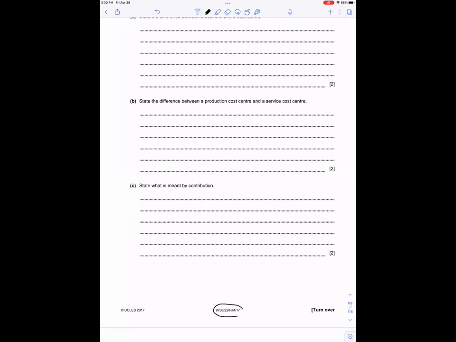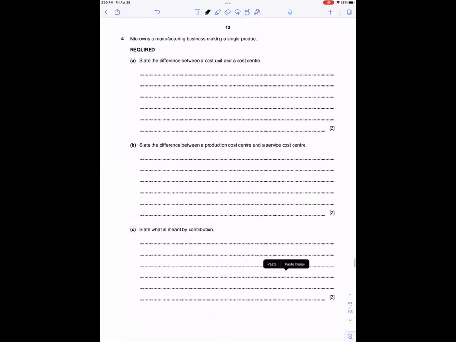So Feb March 2017, question number 4. Come on, what is the difference between a cost unit and a cost center? What is a cost unit? Cost center is the one place where the costs are there, where you attribute the cost, where you put the cost. But what is cost unit?